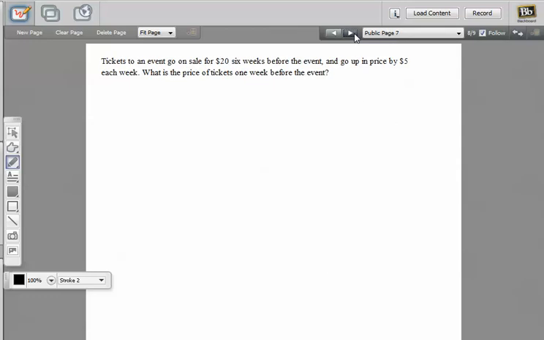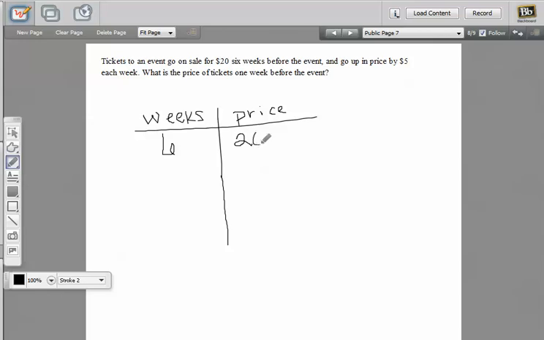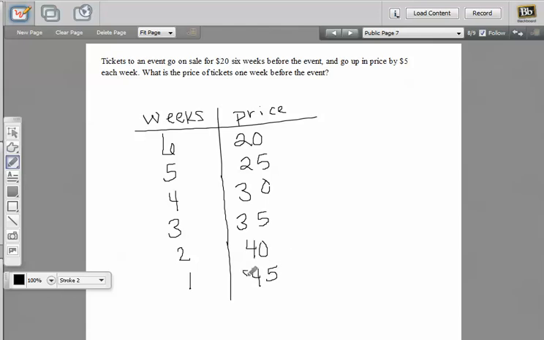This next problem states that tickets to an event go on sale for $20 6 weeks before the event. So let's do one for weeks before. And then the price. All right, so 6 weeks before, the tickets only cost $20. Each week leading up, the price increased by $5. So 5 weeks before, it's $25. 4 weeks before, they jump up to $30. Then $35, then $40, and finally 1 week before, tickets cost $45 each.